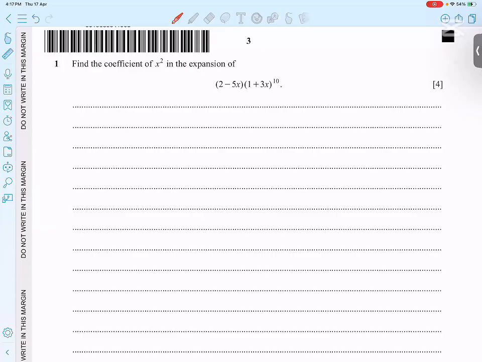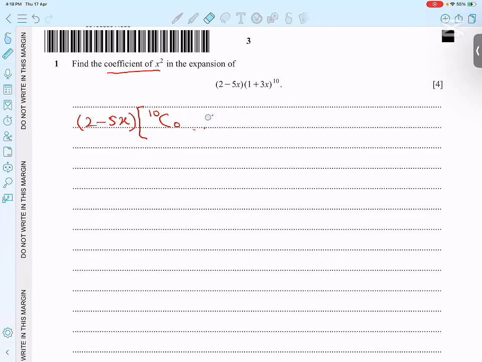First question is to find the coefficient of x squared in this expansion. So how to do this one? So 2 minus 5x. And what is the basic formula? 10C0. Because if 1 is involved there, no need to write 1 because 1 to any power is 1. So don't waste time in writing 1.